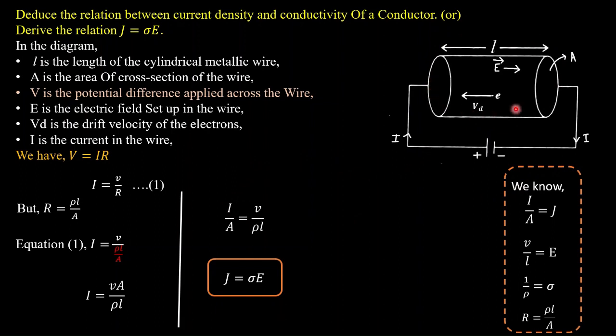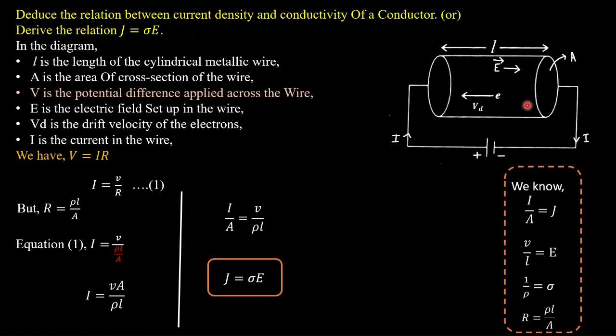In the diagram, we can find there is a conductor connected to a battery, with the positive terminal and the negative terminal of the battery. As I said, there are free electrons. A large number of free electrons will be moving from the negative terminal of the battery towards the positive terminal. This is the direction of flow of electrons, and the electric field will be in the opposite direction. So this is the direction of electric field.